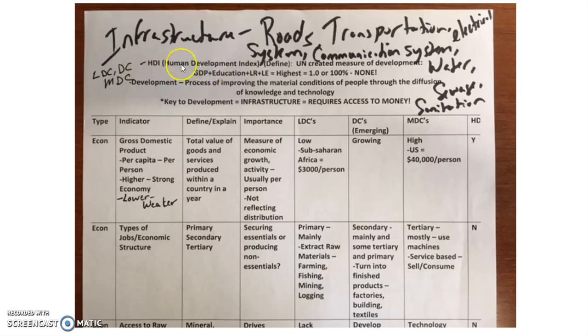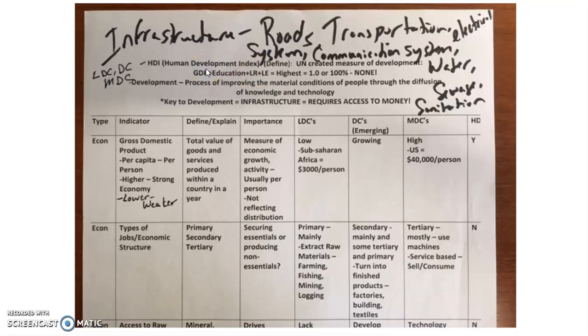And the HDI is called the Human Development Index. The HDI is the United Nations created measure of a country's level of development. And in order to calculate that level of development, you take your social plus your demographic plus your economic data.